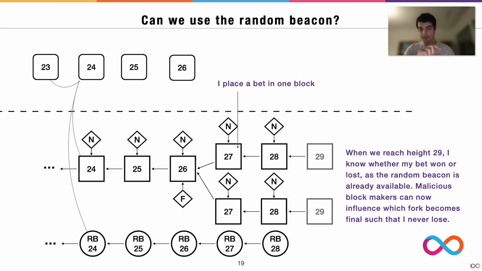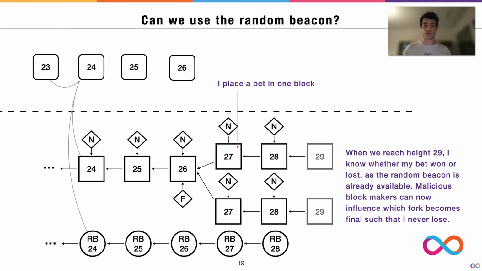So if in the top branch, in the top fork of the two forks of the blockchain, I place my bet, and in the bottom branch, there's no bet for me, then already at this point in time, I know whether my bet is going to succeed or not. Because as I said, I can do the whole execution in my head and see how it'll play out.